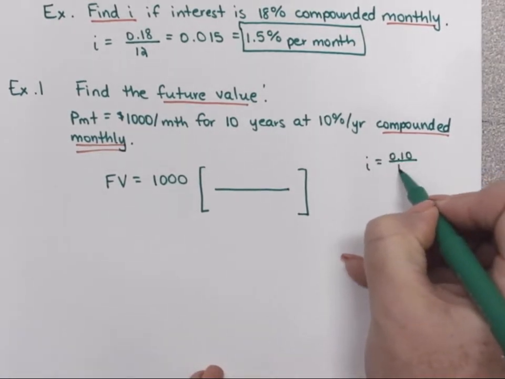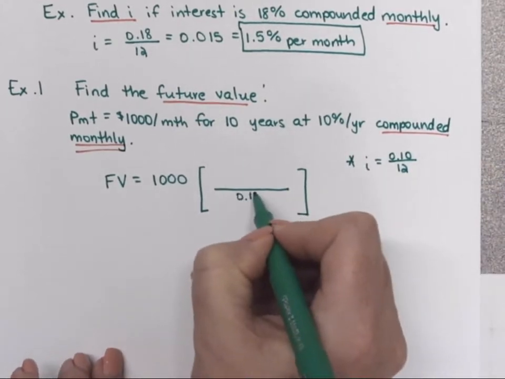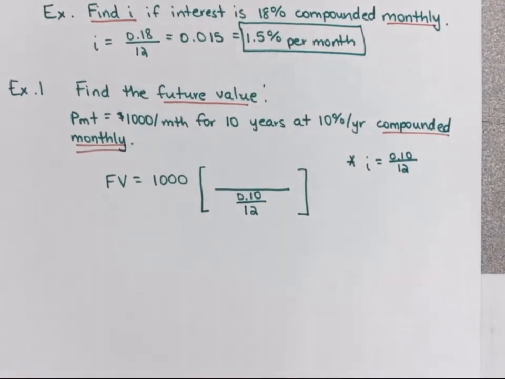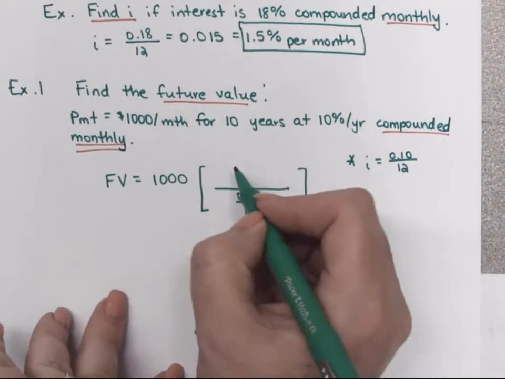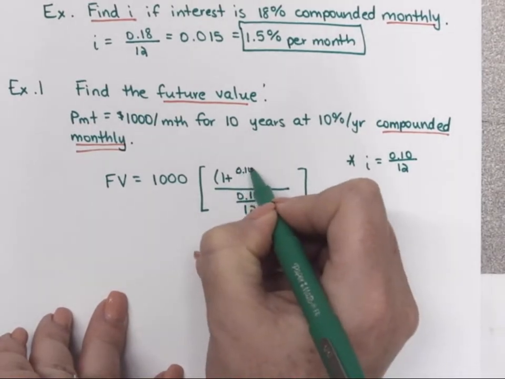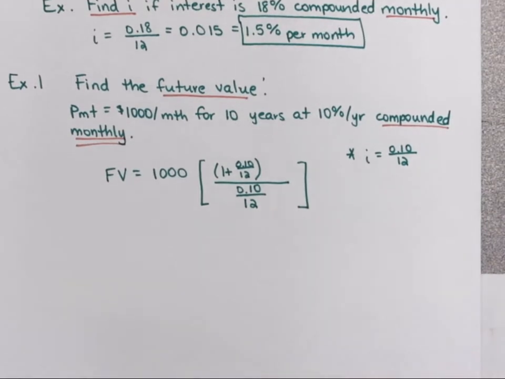0.10 over 12, okay? So this one would not round as nicely as the quick example we just did. So I'm just going to keep it as a fraction. Remember, you only want to round how many times in a finance problem? Only one time, okay? And so then we're going to have 1 plus that same interest rate, and then raised to the number of payments power.